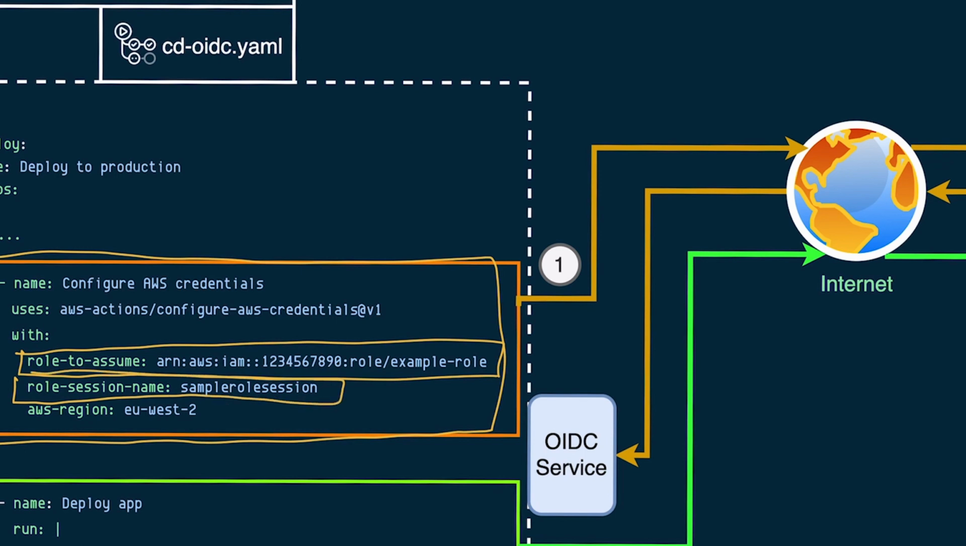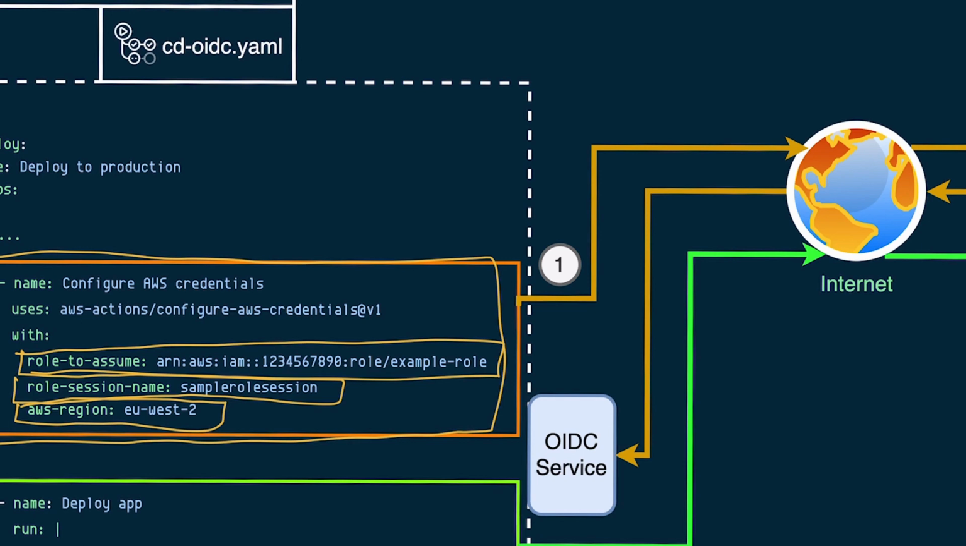And then we're going to ask for a specific session name. We're going to provide a session name. That's fine. We're going to provide an AWS region. This is all that is necessary for our workflow to request an access token from the cloud provider in this case. Now, this information is going to be taken along with other information as well.